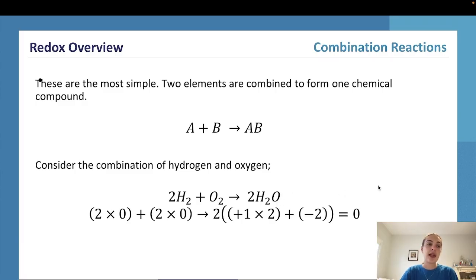And so if we consider that in terms of the oxidizing and reducing agents, we can say that hydrogen is the reducing agent, and oxygen is the oxidizing agent.